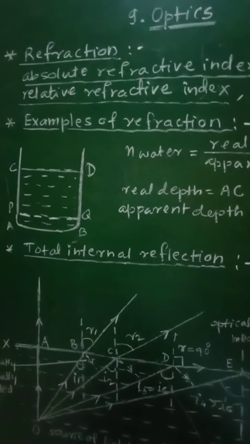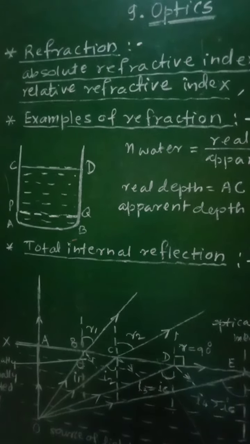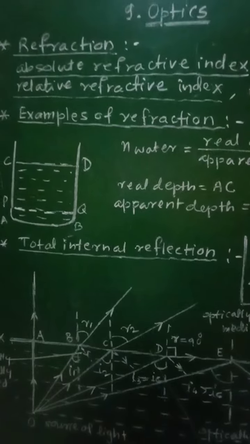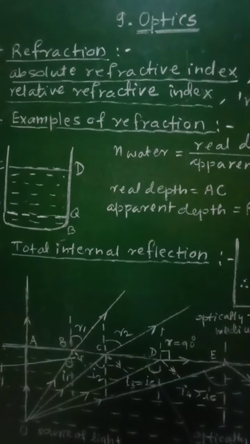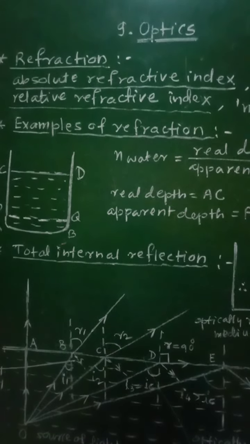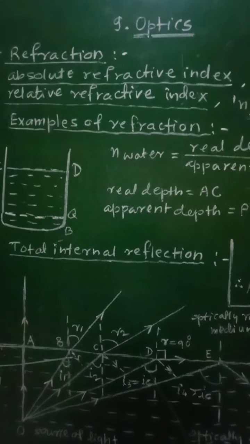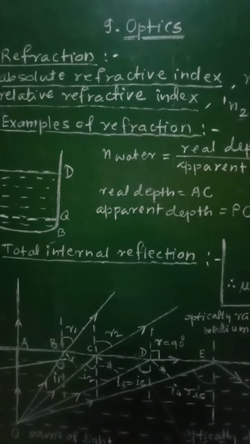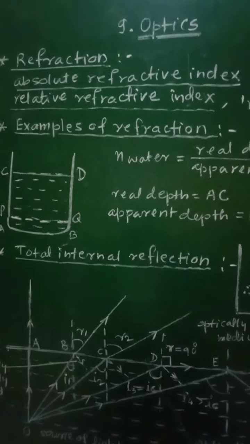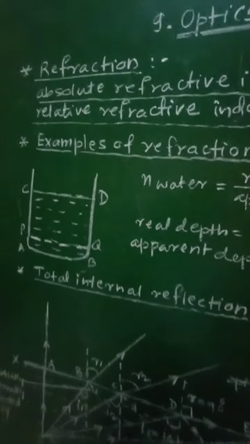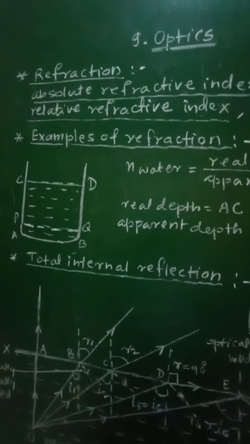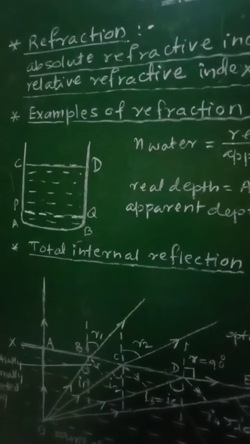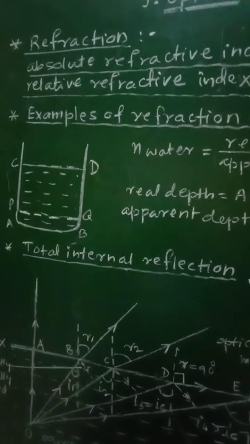So if you consider this refraction, the transparent medium will have a refractive index, and that refractive index will decide the change in direction of that ray of light. To which extent that change in direction of the ray of light takes place will be decided by the refractive index.